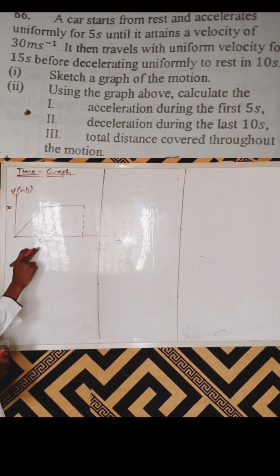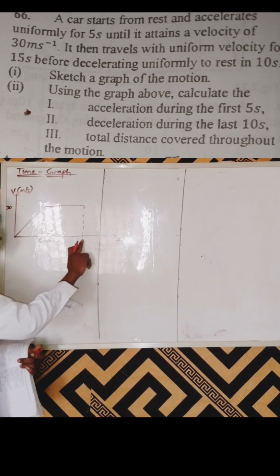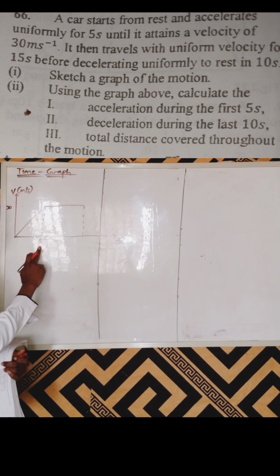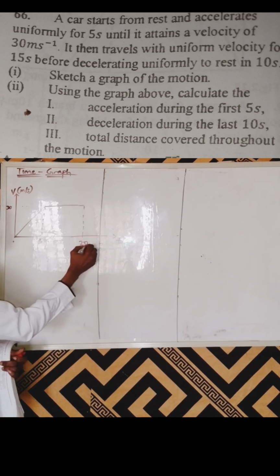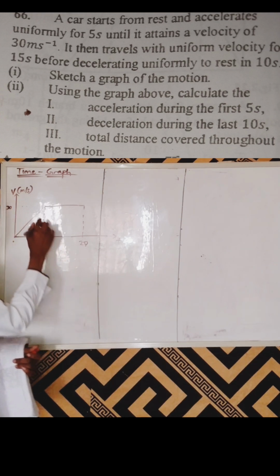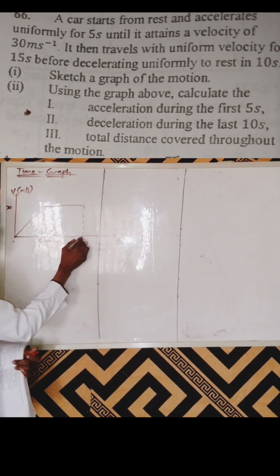So now the distance between here and here is 15, but I'm not going to write 15 here. I have 5 here. 5 plus 15 is 20. So the distance from here to here is 20, but the distance from here to here is going to be 15. I hope you know it maintained its speed for 15 seconds. So from here to here is 15.